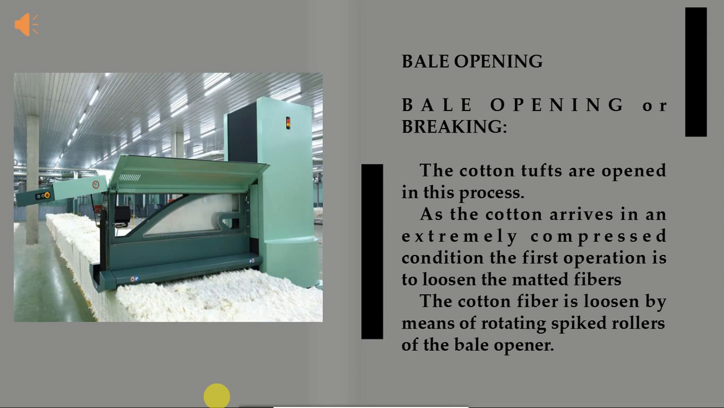Bale opening or breaking: the cotton tufts are opened in this process. As the cotton arrives in an extremely compressed condition, the first operation is to loosen the matted fibers. The cotton fiber is loosened by means of rotating spiked rollers of the bale opener.